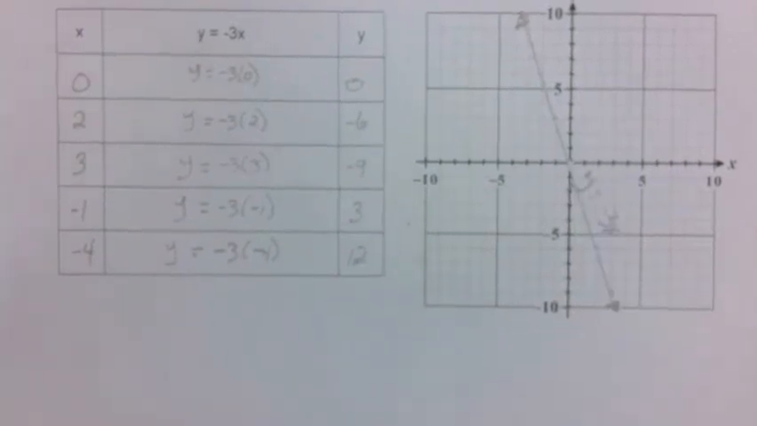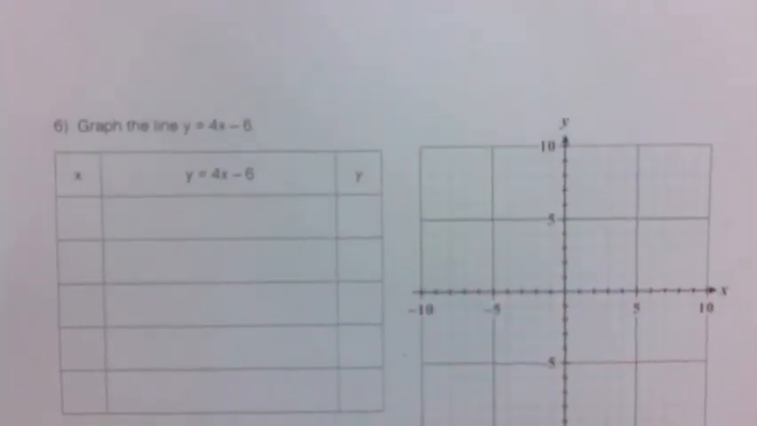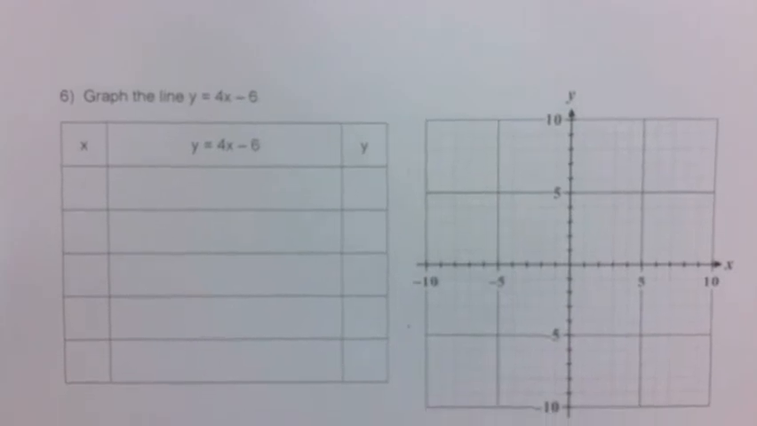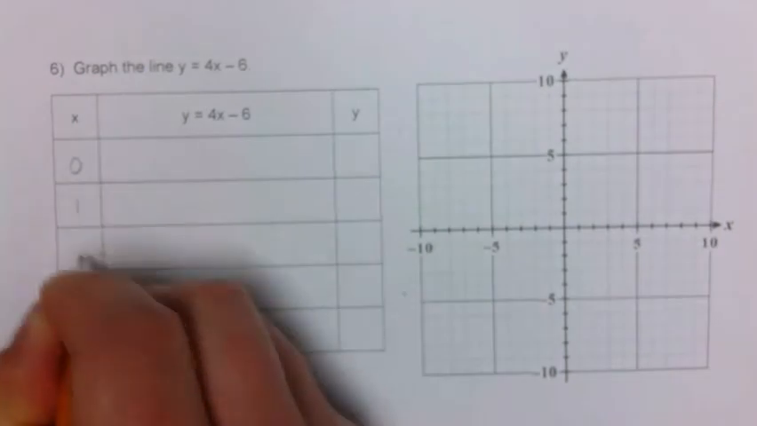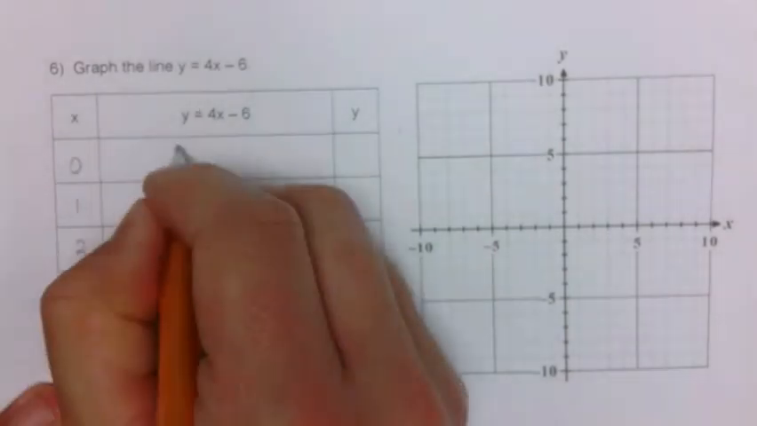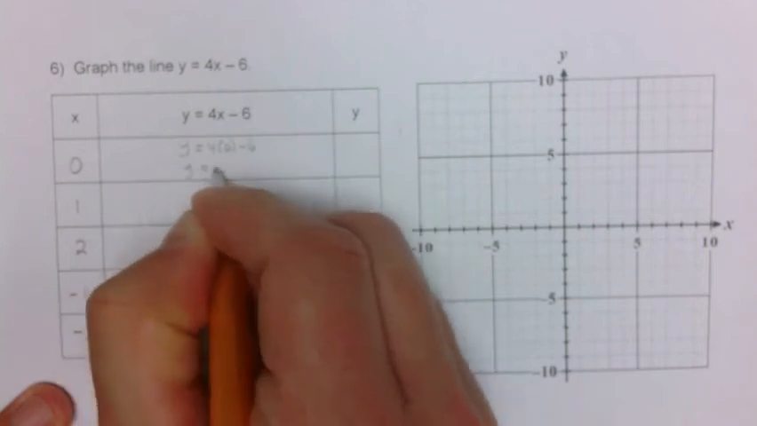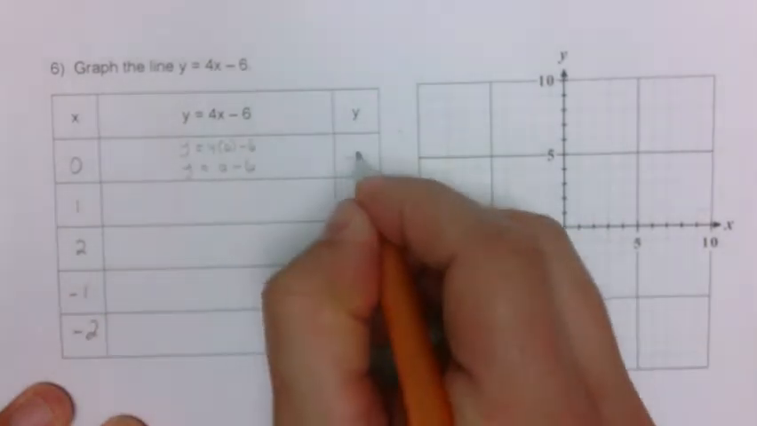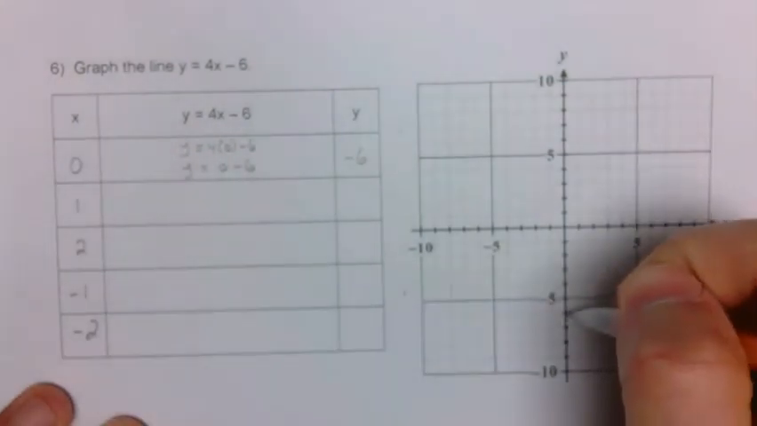In our example underneath, y equals 4x minus 6. So again, let's go ahead and choose some x values that we can use for our table. 0, 1, 2, negative 1, negative 2. I'll keep it simple this time. All right, if x is 0, y equals 4 times 0 minus 6, which is just 0 minus 6, or negative 6. 0 comma negative 6. So we'll go straight down 6 from the origin right there.